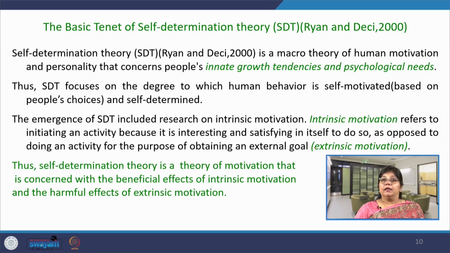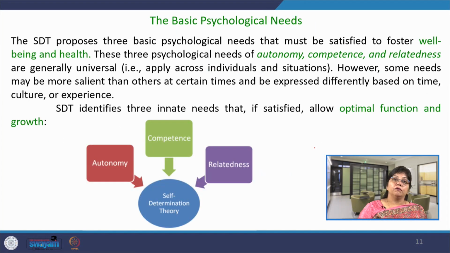Therefore, we can say that self-determination theory is a theory of motivation that is concerned with the beneficial aspects of intrinsic motivation, what an individual thinks is interesting and satisfying, and the harmful effects of extrinsic motivation, which comes from other factors, authorities or directives. Under such circumstances an individual employee would not enjoy his work, so he is not that motivated. So, this is one part of SDT: external and internal motivation play an important role in defining the motivation of an individual employee.